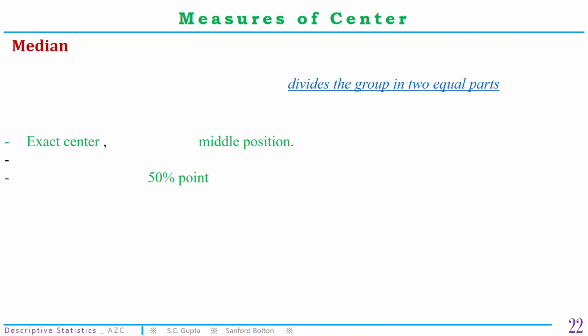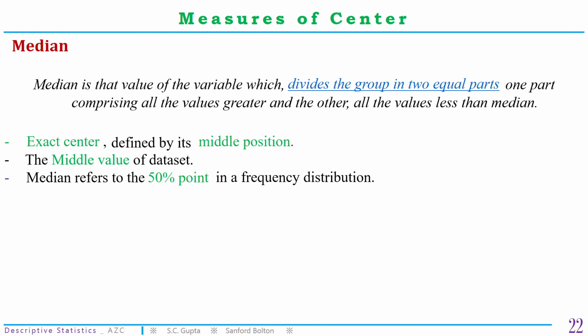Next measure of center is median. Median divides the group in two equal parts. It is the exact center, middle position, or 50% point. A median is that value of the variable which divides the group in two equal parts, one part comprising all the values greater, and the other all the values less than the median. Median is the exact center, defined by its middle position, the middle value of the dataset. Median refers to the 50% point in a frequency distribution.